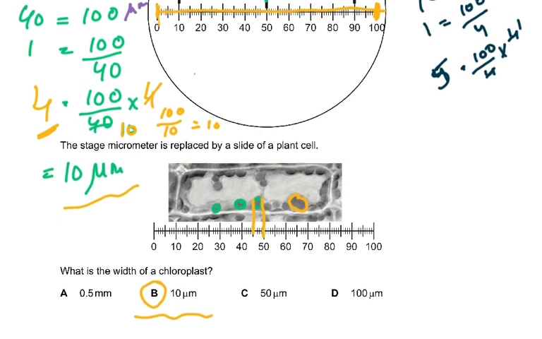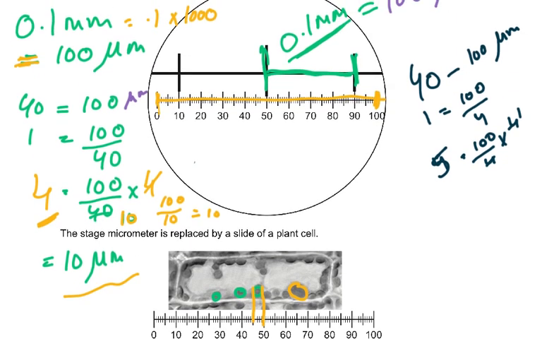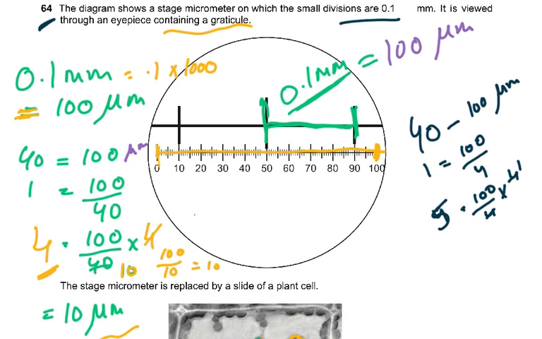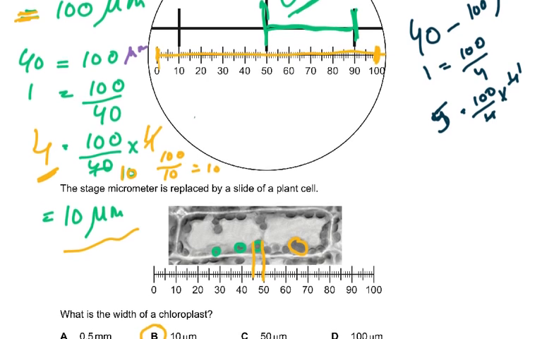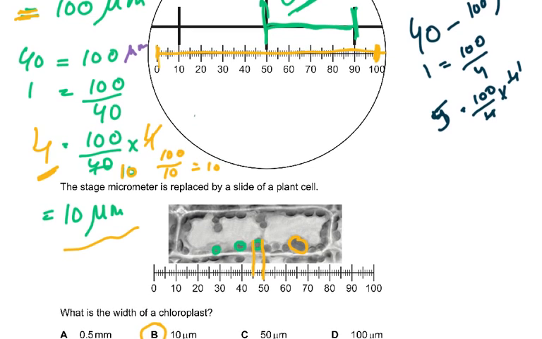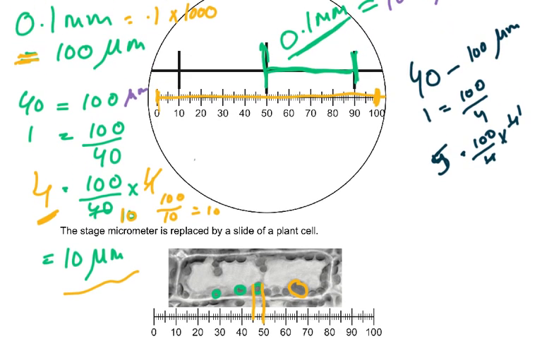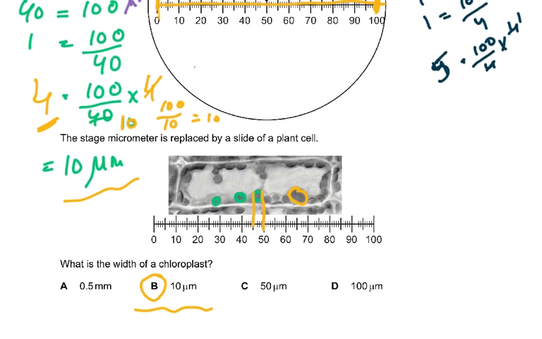Right? So you knew that 40 was 0.1 millimeter. So let's convert that millimeter into micrometer. So 40 is equal to 100 micrometers. So 4 will be how many? So it's easy. You just do the simple maths. 40 is equal to 100, 1 is equal to so much, and 4 is equal to so much.